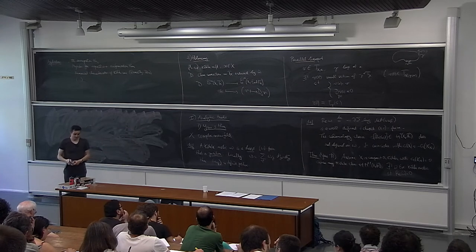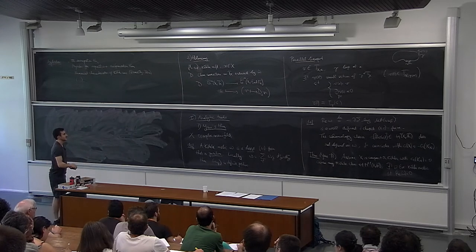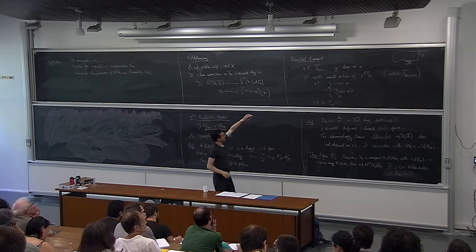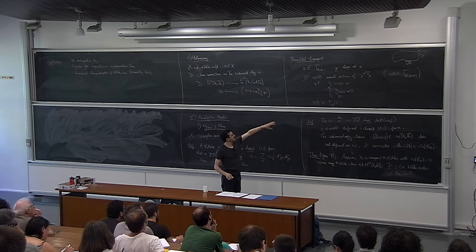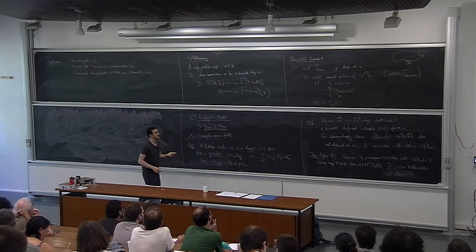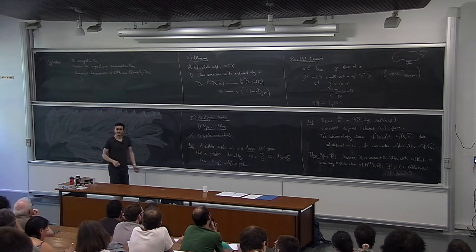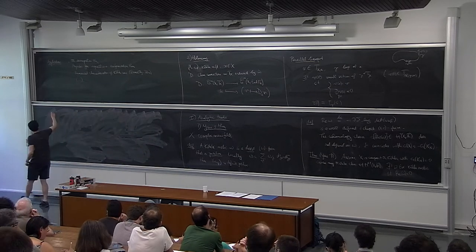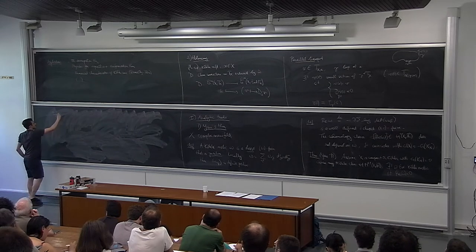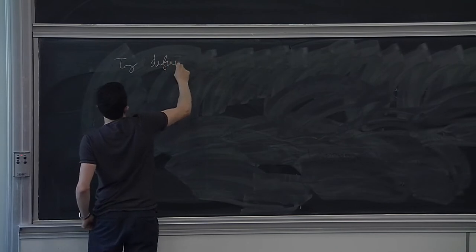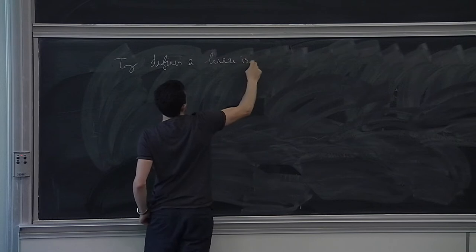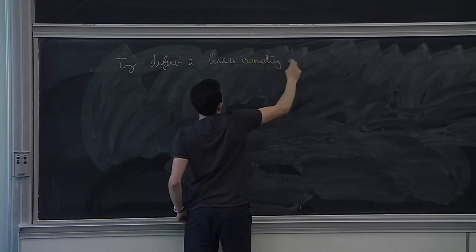Because the connection is Hermitian and the metric is Kähler, the correspondence that sends V to V of 1, the map tau gamma, is certainly linear, but it's also an isometry, a complex isometry. So tau gamma defines a linear isometry of Tx X.